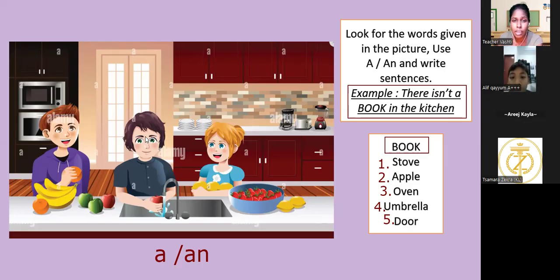No tomatoes. Number 1 is stove. Use the word stove. Number 2 is apple. Number 3 is oven. Number 4 is umbrella. Number 5 is door. Use the words that I've given.